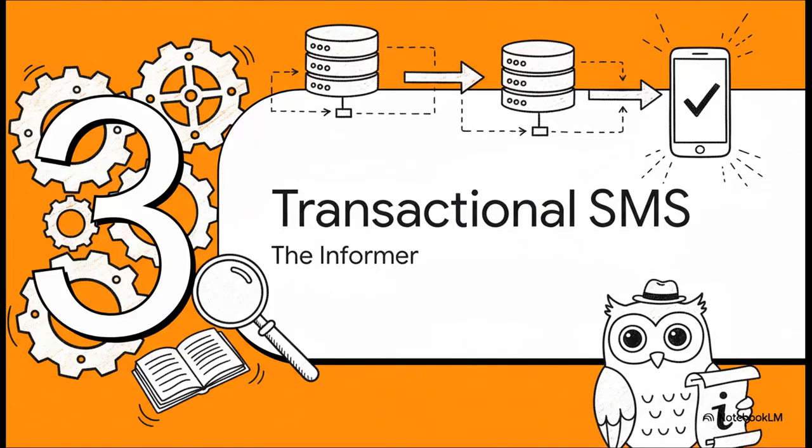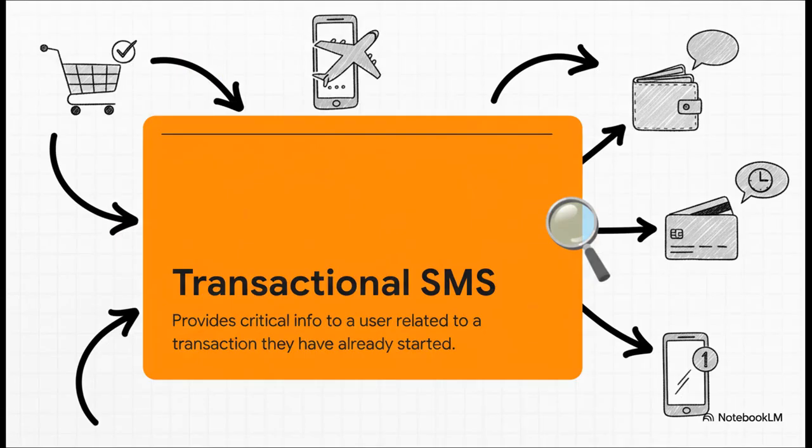Okay, so we've met the marketer. Now let's meet its more serious, buttoned-up cousin, the transactional SMS. This is the informer. Its job isn't to sell, it's just to deliver the facts. The magic word here is trigger. A transactional text only happens because you did something first. You placed an order. Boom, you get a confirmation text. You booked a flight. Bam, you get an alert about a gate change. It's a direct, one-to-one conversation that you started.